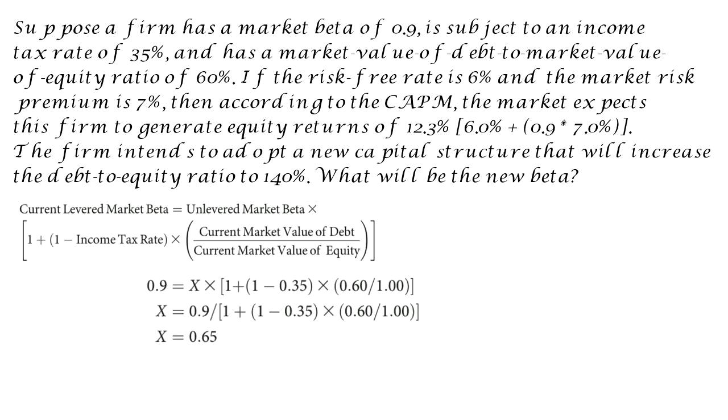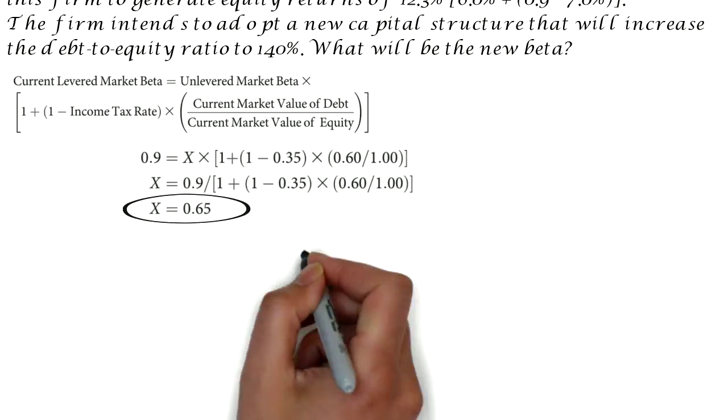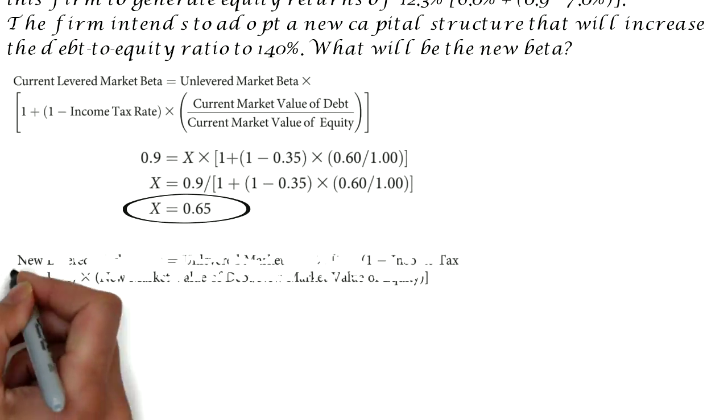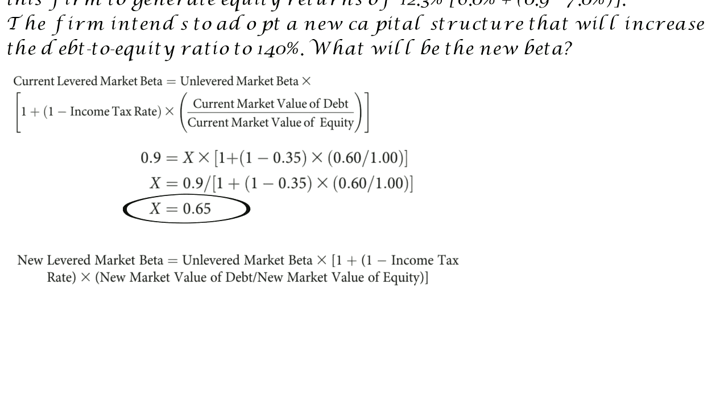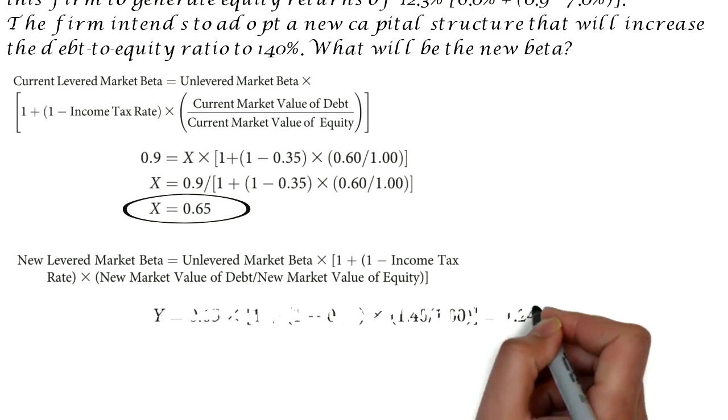Because financial leverage is positively related to market beta, removing the effect of financial leverage reduces market beta. The unlevered beta should reflect the effects of the firm's operating risk, sales volatility, and other operating factors, but not risk related to the financial leverage. The new market beta is projected to reflect the new debt to equity ratio as follows.